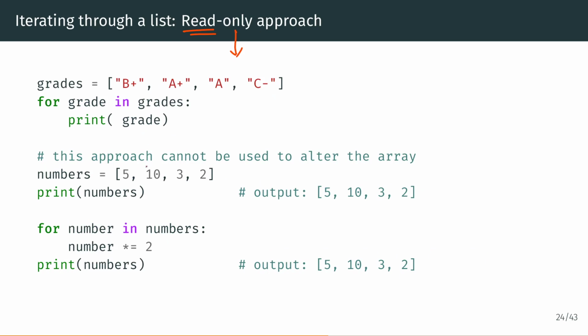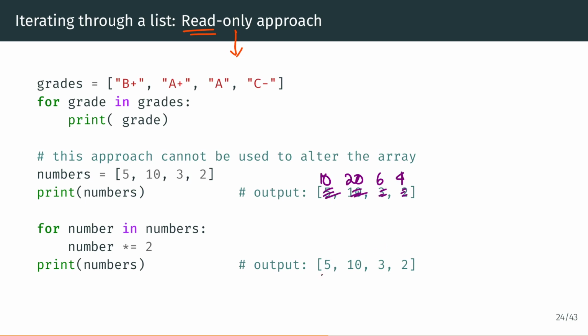So in this example, we have a list of numbers, 5, 10, 3, and 2, and we print the numbers. The output is 5, 10, 3, and 2, obviously. And now what we say is, for every number in numbers, number times equals 2, and then we print numbers. When we output, we might expect that all these numbers would be multiplied by themselves, so this would become 10, this would become 20, this would become 6, and this would become 4. But that's not the case.